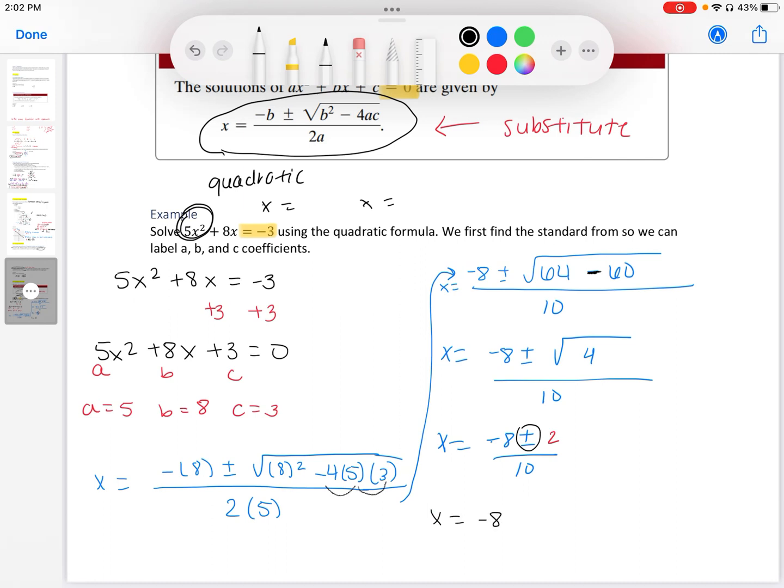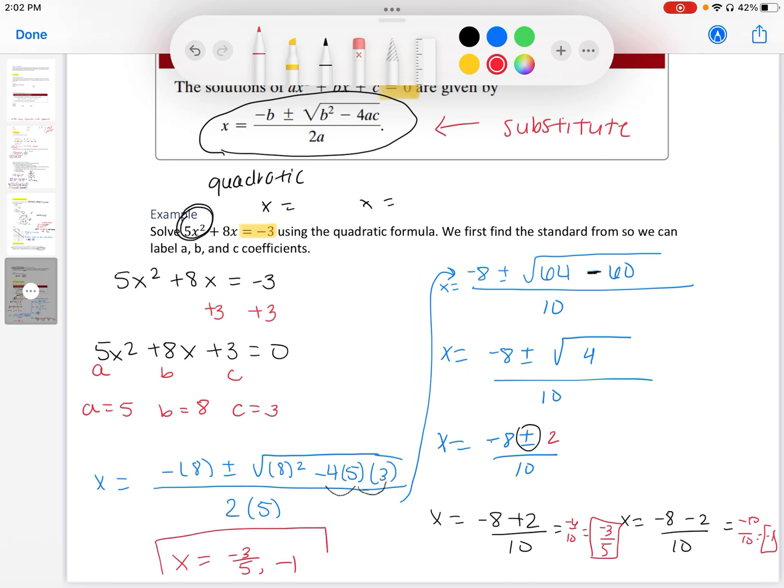So x is equal to negative 8 plus 2 over 10, and x is equal to negative 8 minus 2 over 10. Clean each one up. So negative 8 plus 2 is negative 6 over 10. We get negative 3 over 5. Negative 8 minus 2 gives us negative 10. Divided by 10, we get negative 1. So x is equal to negative 3 over 5 and negative 1. Those are our two values for x.